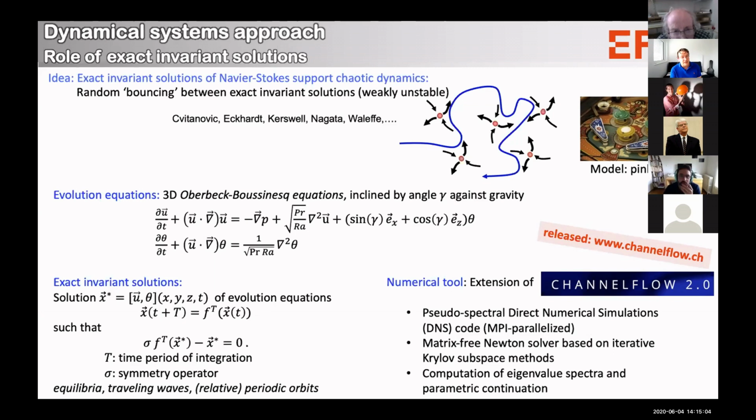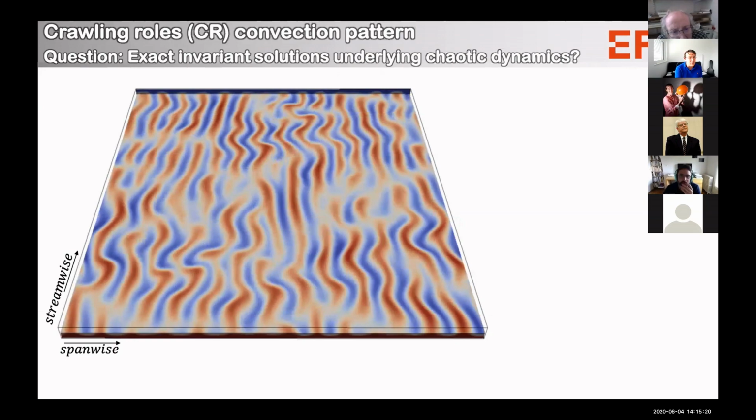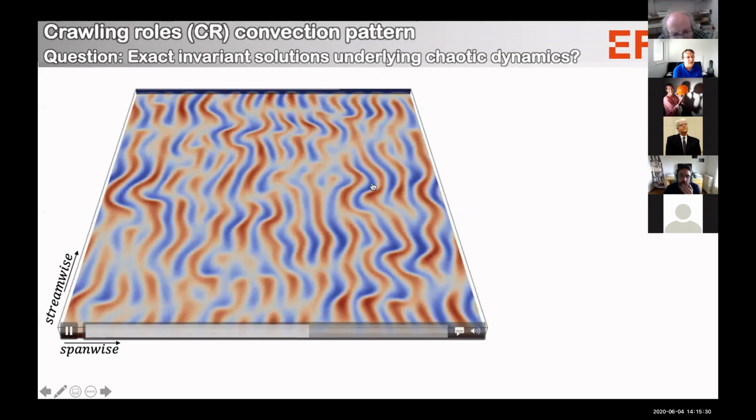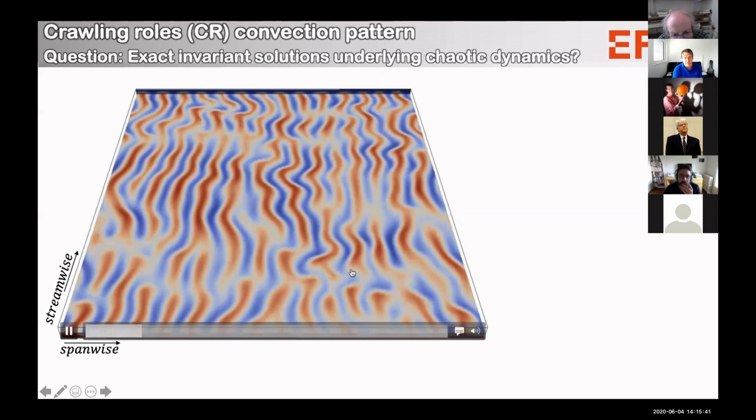And let's go back to our crawling roll pattern. So the question is, what is the invariant solution that we expect to underlie this dynamics? And let me run this again, and I want you now to focus on some specific point in this domain. At the specific point in this domain, what you observe is that we have really a cyclic behavior, right? So you have these wiggly downstream rolls. Then the wiggly downstream rolls develop defects. The defects somehow heal, and everything comes back to the original state.